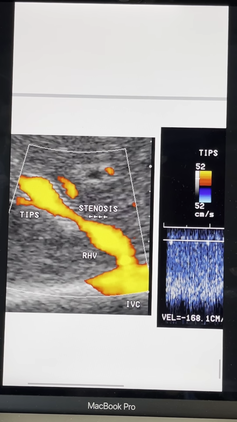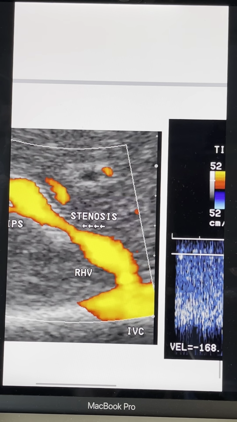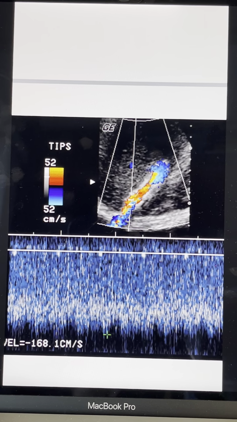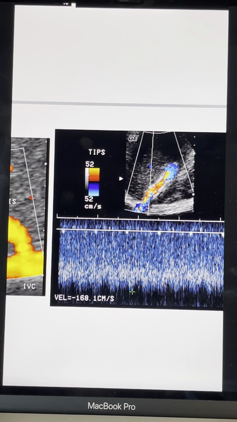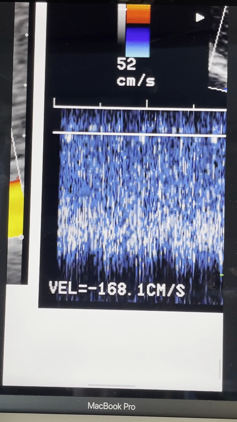And then if there is any kind of stenosis or narrowing in the TIPS, you can get the waveform right after the narrowing, and you are going to see extremely high velocities. Over here, you are seeing a velocity of 168 centimeters per second. So it's a high velocity there.